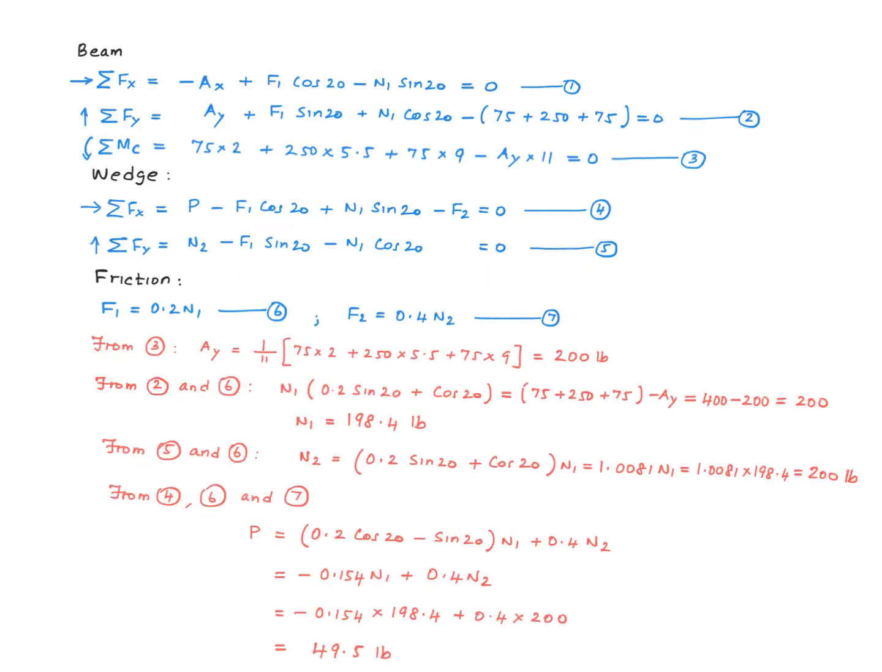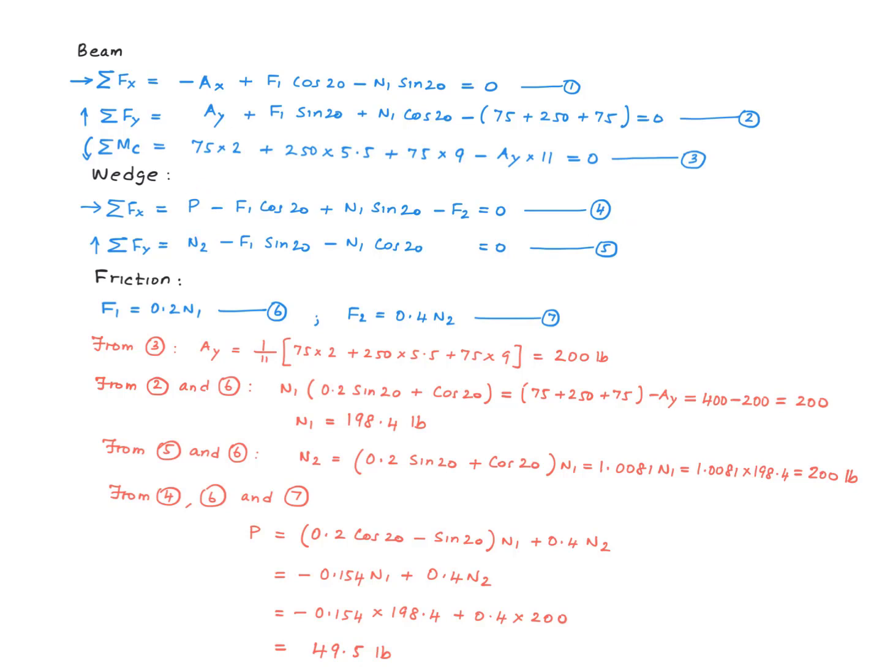So let's go ahead and solve these equations with the objective of answering the question, which is to find a value for P, right? For convenience, I brought all 7 equations and listed them on this page. My strategy is the following. First, I'm going to find AY from this equation, equation number 3. Then I'm going to find N1 from equation number 2 and N2 from equation number 5. And of course, in doing that, I need to relate F1 to N1 using the friction equation. Once I have values for N1 and N2, I will then go ahead and use equation number 4 in order to find a value for P.